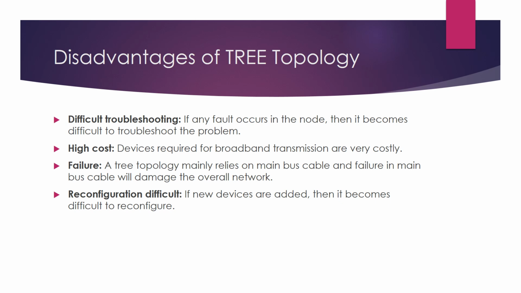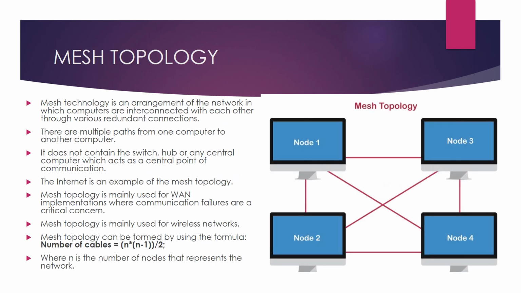Now let's see the disadvantages of tree topology. The first one is difficult troubleshooting. It's very common that if any fault occurs in a node, it becomes very difficult to troubleshoot where the problem occurs. Second is high cost. Devices required for broadband transmission are very costly. The third one is failure. A tree topology mainly relies on the main bus cable, and failure in the main bus cable will damage the overall system. Reconfiguration is difficult. If new devices are added, it becomes difficult to reconfigure. So these are some disadvantages of tree topology.